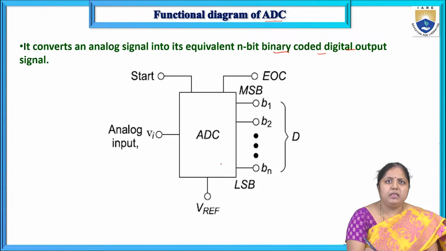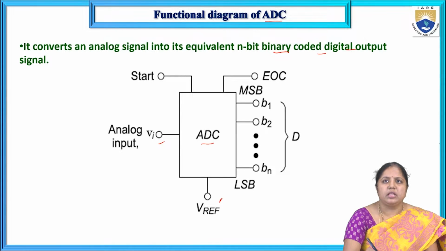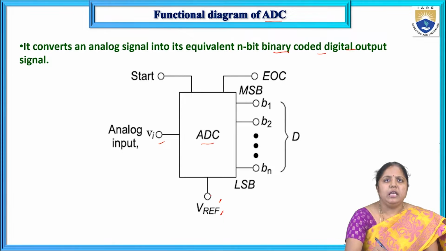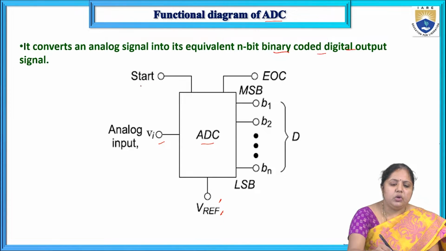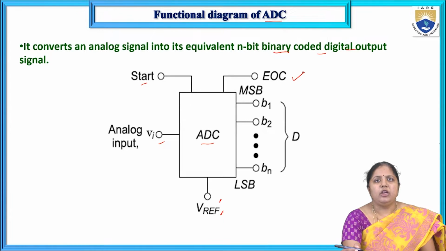So the basic system diagram we are showing here is the ADC. We give the analog input, and a reference voltage is given for the conversion of the analog signal into digital form. With respect to the reference voltage, it will convert the analog signal into the equivalent binary form. For this ADC, start is nothing but start of conversion, and EOC is nothing but end of conversion.